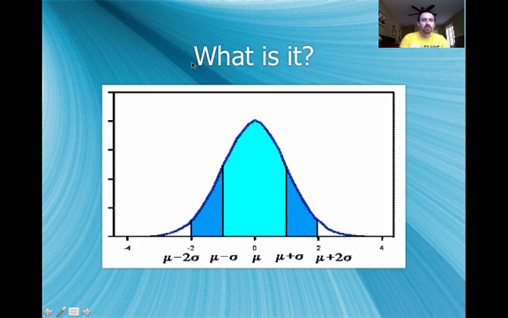You can see like three slides called "what is it?" Well, here's the mean in the middle, mu. Don't worry about the numbers on the x-axis for right now. Here's the number mu, the mean, the center, right in the middle.